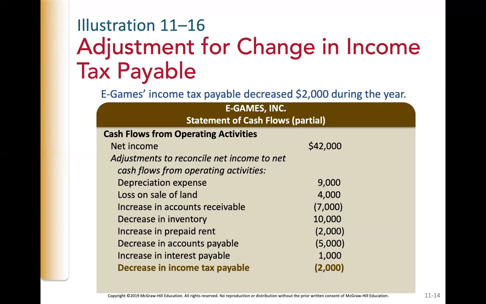Now that we have looked at the non-cash items, the non-operating items, and the change in current assets and current liabilities, we add them all together to get net cash flows from operations of $50,000.